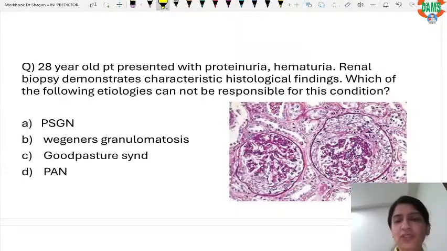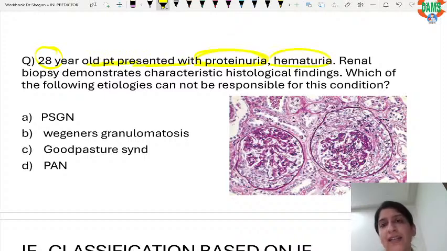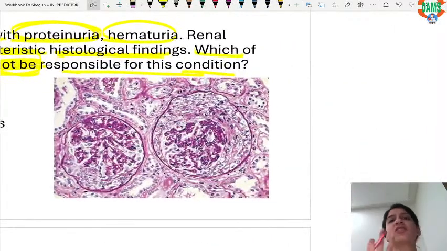Okay. Next question. It says I have a 28-year-old patient presenting to me with proteinuria and hematuria. Renal biopsy demonstrates characteristic histological findings. Which of the following etiologies cannot be responsible? Carefully, cannot be responsible for this condition. I am seeing this biopsy, and this biopsy is shouting at me.